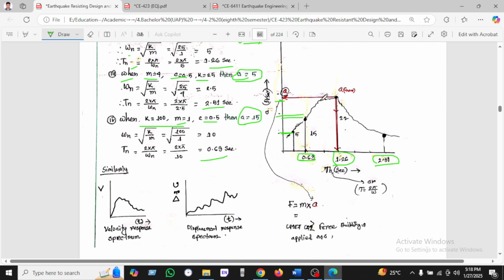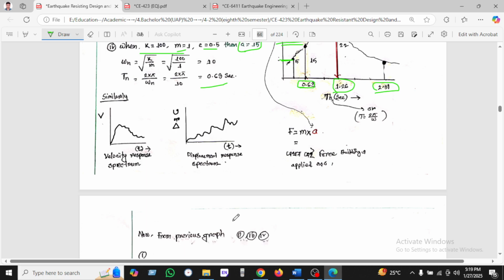These are the summation of the different accelerations and different time periods for one building, so we can summarize everything in the response spectrum. In the velocity response spectrum, it increases and then decreases. In the displacement response spectrum, we can see the displacement increases with the time period.